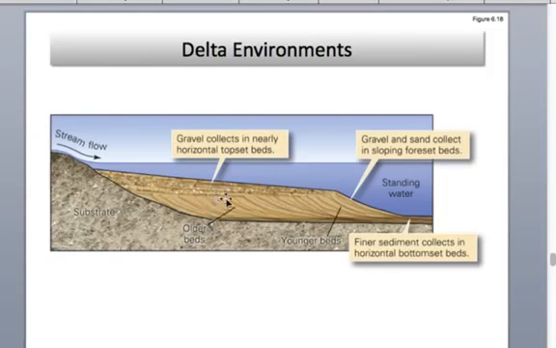So one thing that happens with deltas is that, in this case, this one looks like it's prograding out into the sea. And so you'll see that there'll be these older beds, also called foresets, like cross beds, but they always slope toward the ocean basin, or the basin it's collecting in. And you'll see that we'll have coarser material near shore, finer material farther offshore.